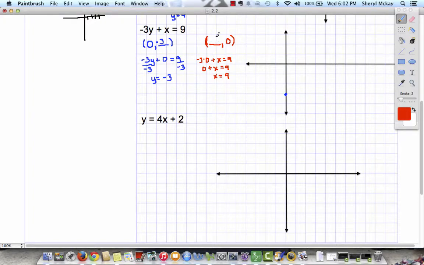So my x-intercept is at 9 on the x-axis, 0 for the y. So let's go ahead and graph that one. 1, 2, 3, 4, 5, 6, 7, 8, 9. I think I counted right. Yeah. So now I have a y-intercept at -3, an x-intercept at 9, and I just need to connect my 2 points.